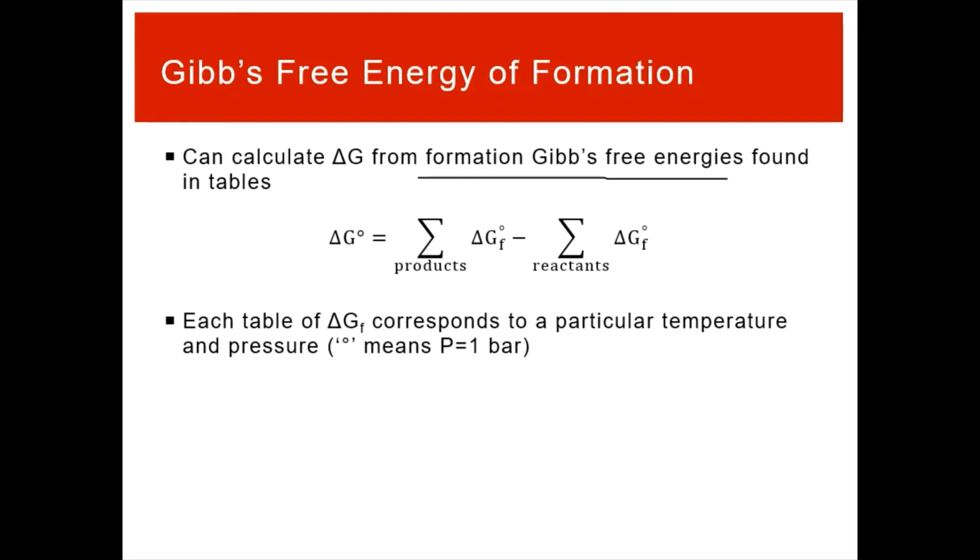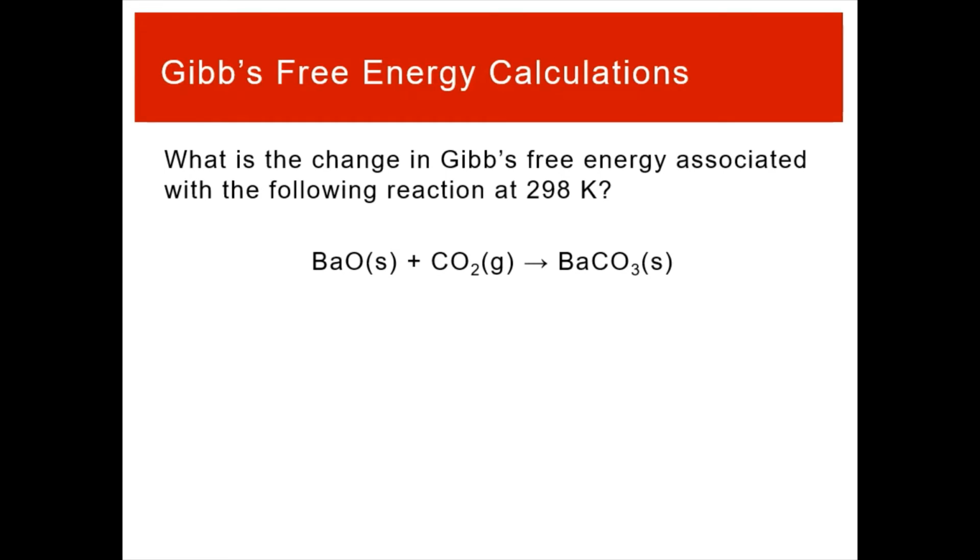And again, it corresponds to a particular temperature, and that little circle corresponds to it being at a pressure of 1 bar. So let's look at an example. What's the change in Gibbs free energy associated with the following reaction at 298 Kelvin? So I have barium oxide reacting with carbon dioxide to make barium carbonate.